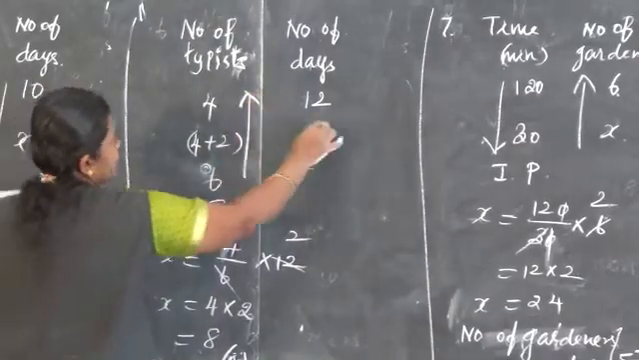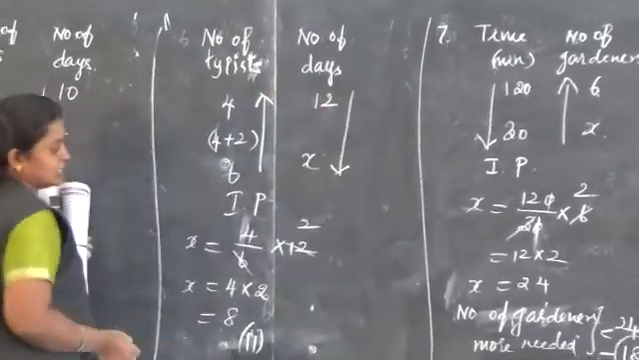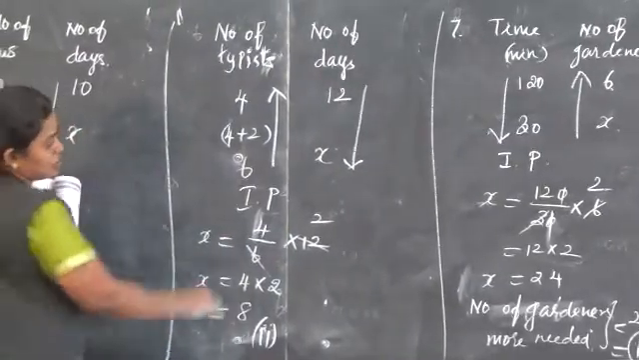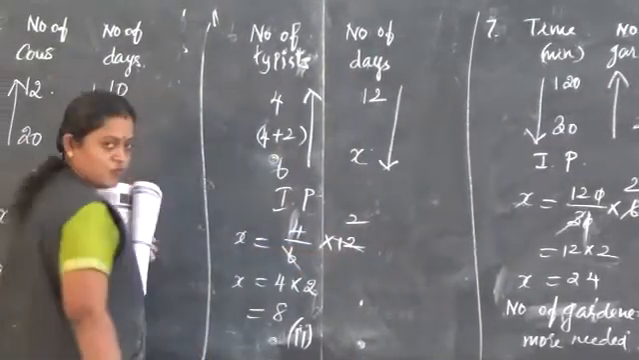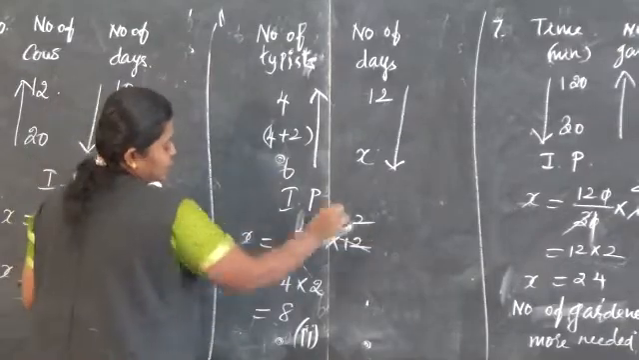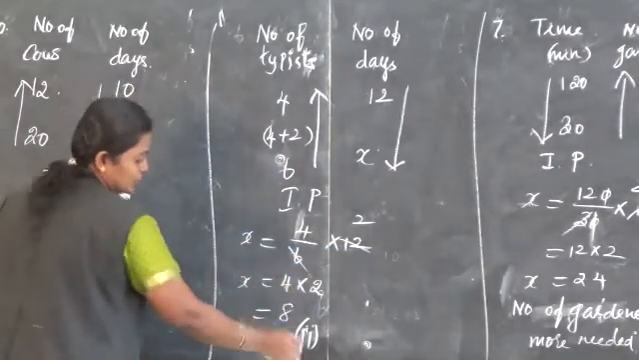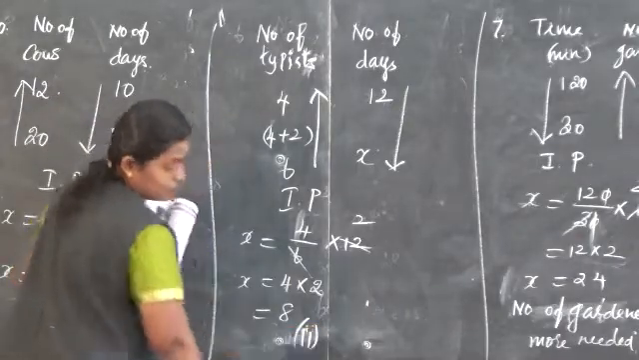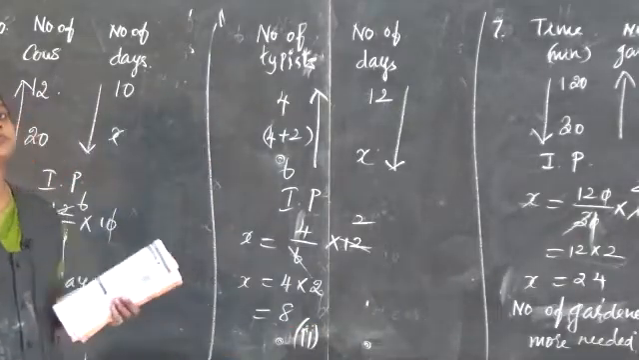As the number of men is increasing, the number of days will be decreasing. It is an inverse proportion. So we can write it as it is: 4 by 6 into 12, go for the 6 table. If you cancel, you will get 4 into 2, which is 8. So we can complete the work in 8 days. The option is given to us, the second option.